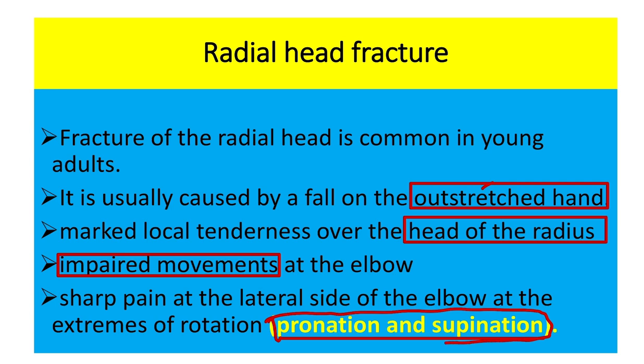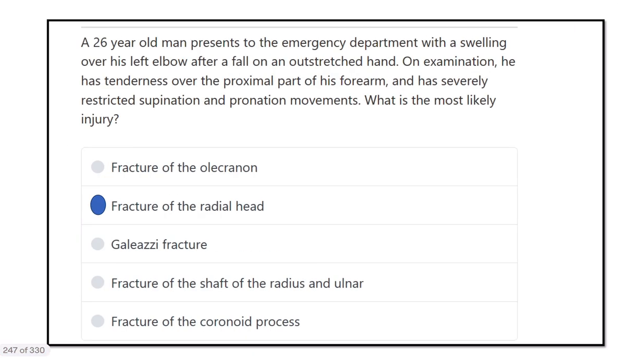It is mainly done by which bone? It is mainly done by the radial bone. So there is a fracture of the radial head. As the supination and pronation movement is lost and the injury is in the proximal part of the forearm, this supination and pronation loss is the diagnostic point for the fracture of the radial head.